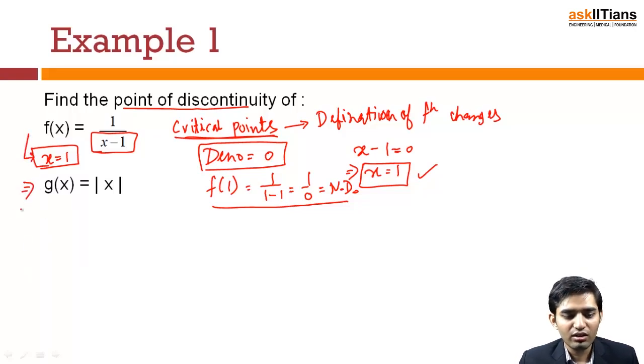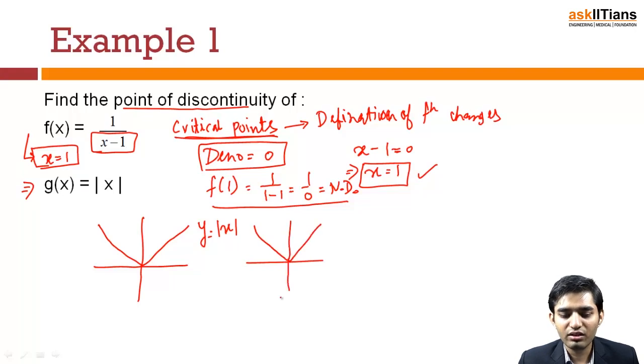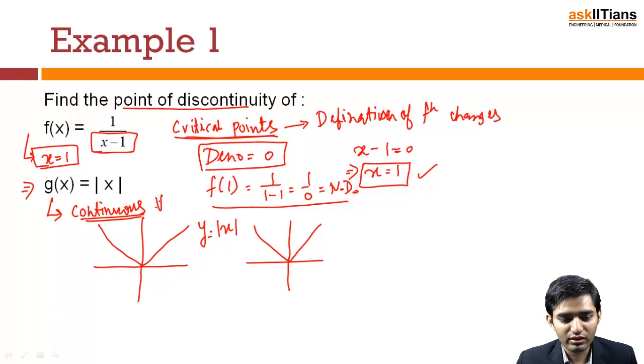Now let us check for g(x) equal to mod of x. For this mod of x, you might know the graph itself, so you can directly plot it if you know. It is V-shaped. This is the graph of y equal to mod x. If you see the graph, I can plot it without lifting the pen, like this, V-shaped. So this graph is continuous. g(x) is continuous everywhere, for all x element of R, because there is no need to lift the pen. Understood?